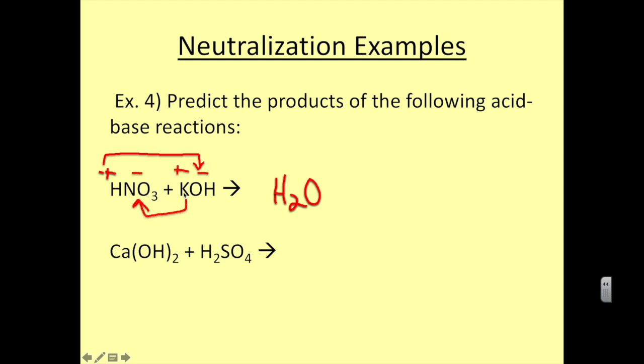Now be aware that the order will be backwards. The cation will be here, and it should get named first. So we'll take K, NO3. We'll have potassium nitrate. And that's the reaction.